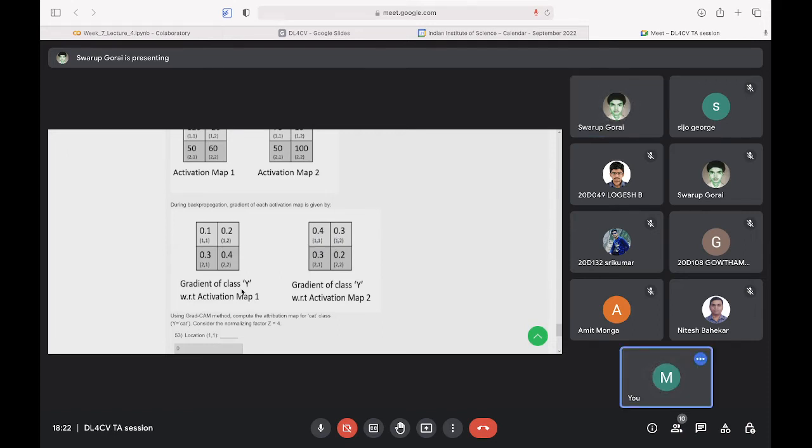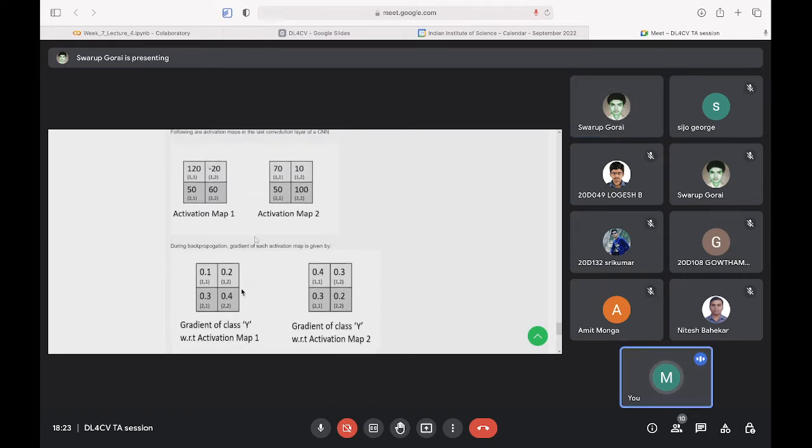Okay, whatever. Here alpha is 0.2. Now can I multiply like this? You can multiply and sum them up. That will be your Grad-CAM output. 120 into 0.2.